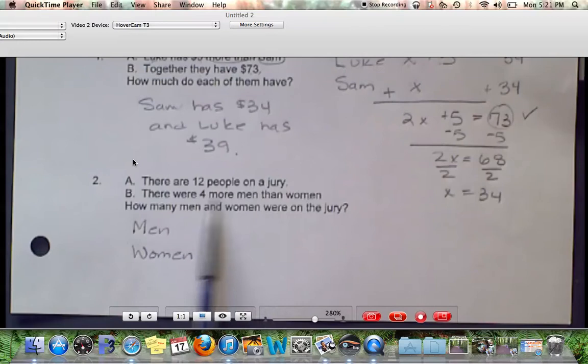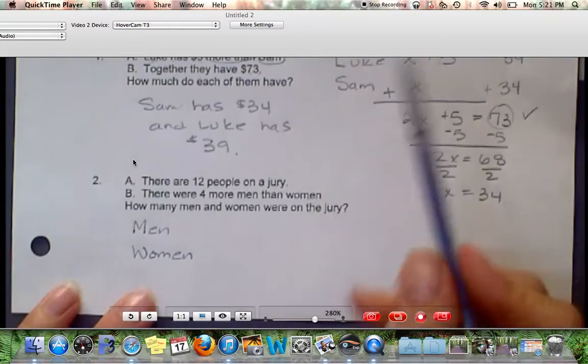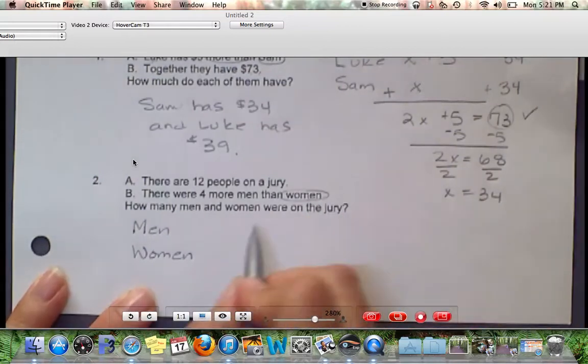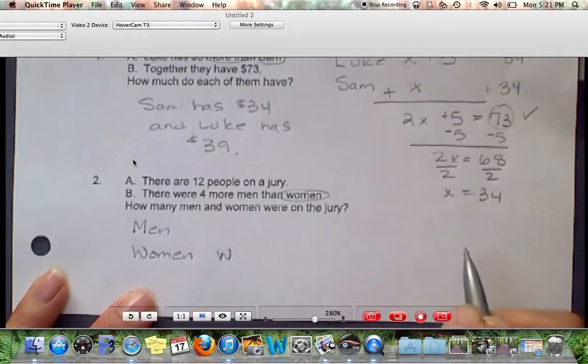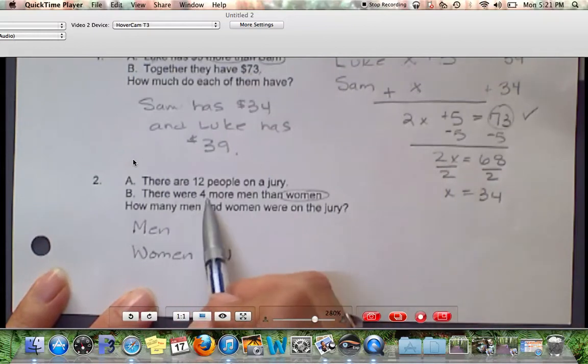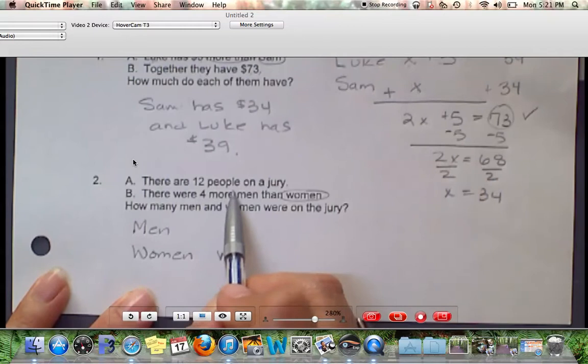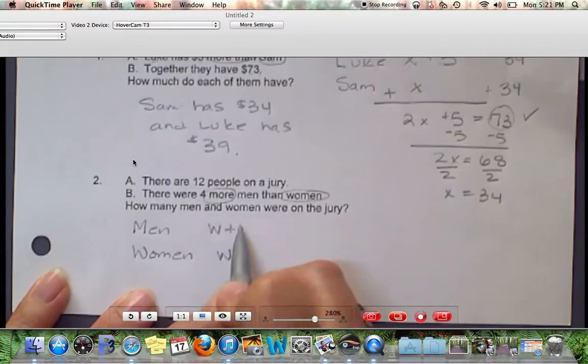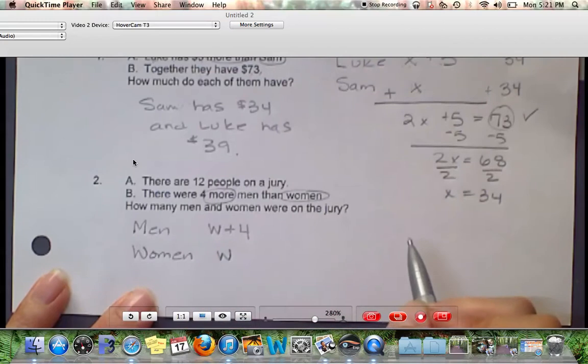So which one do we know nothing about? Is it the men or the women? There are 4 more men than women. So it's actually the women that we know nothing about. It's usually the one at the end. So we'll call women W. There are 4 more men than women. More men. So if we take the women and we add 4 more, that'll give us the men.